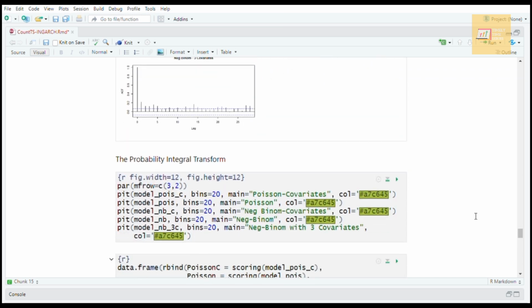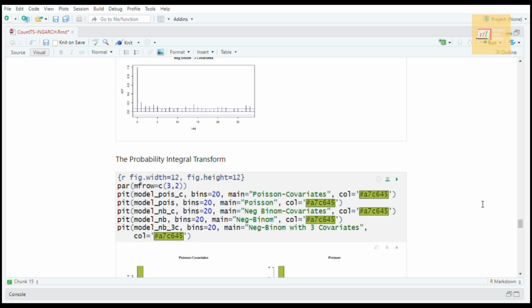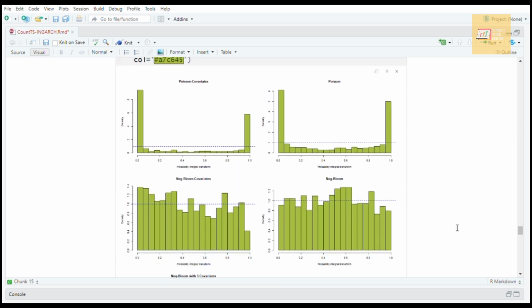Now, with count time series, another metric that we can use is called the probability integral transform. This will give us plots, a histogram actually. And the model that is suitable for our time series will give us a histogram that resembles a uniform distribution. So the histogram should be flat, instead of like a histogram of a normal distribution or of a Poisson distribution. Now let's look at these results.